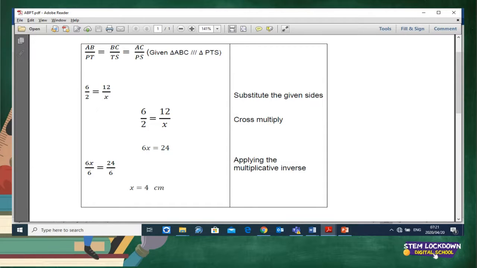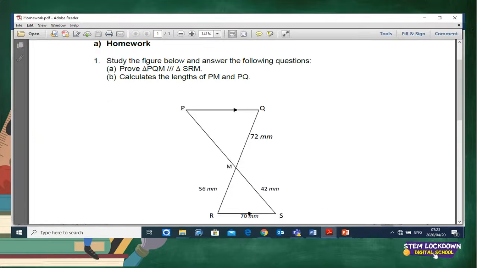And of course, that actually brings us to the conclusion of the third activity, which I believe will give you a chance to solve the next homework without any problem. And of course, your next homework is as follows. You need to study the figure below and answer the questions that will follow.